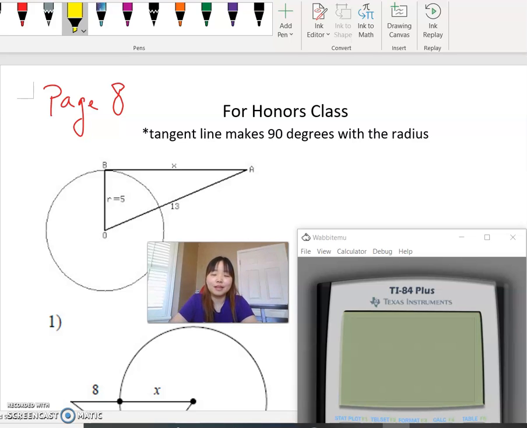Something new. Central angles and inscribed angles, those are actually things that we studied before we went on a break.